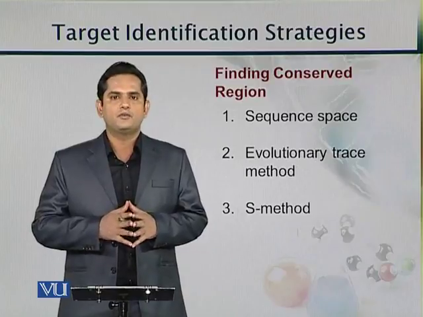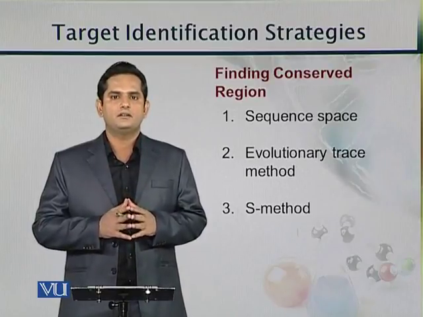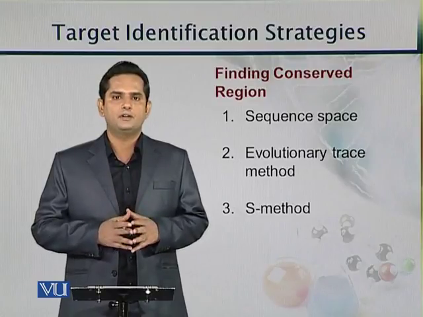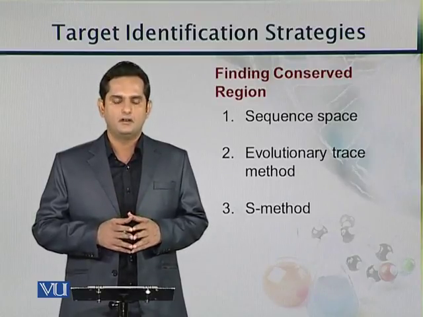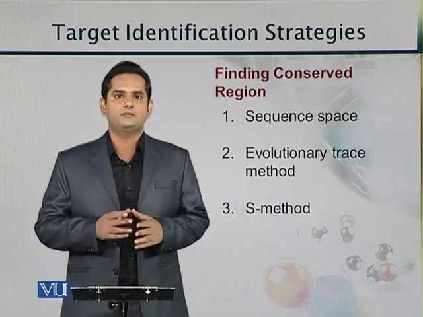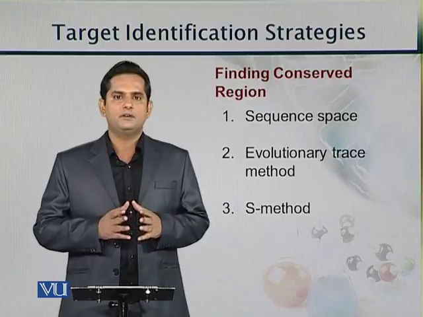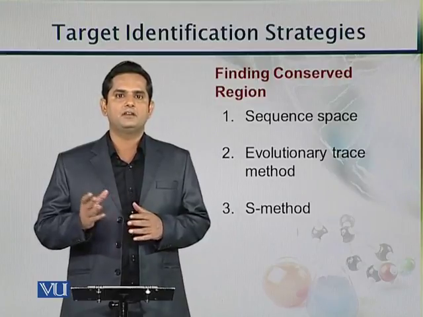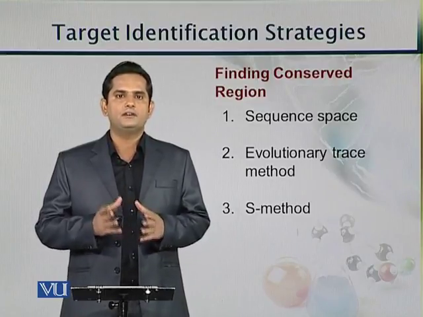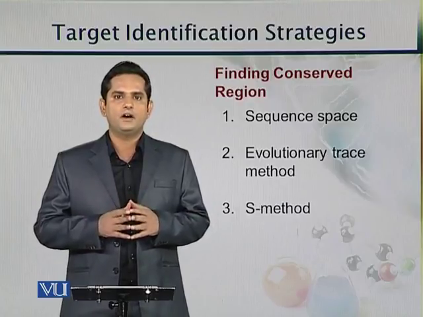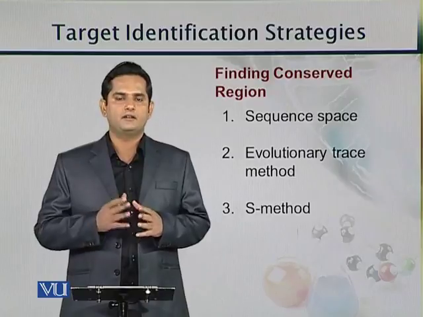So finally we reach how to find conserved regions in a protein sequence. For that purpose, we have three different methods. Number one is the sequence space method. Basically, the sequence space method is a vectorial representation of multiple sequence alignment, in which different sequences are put in the form of vectors, and then we try to find out distances between different vectors.